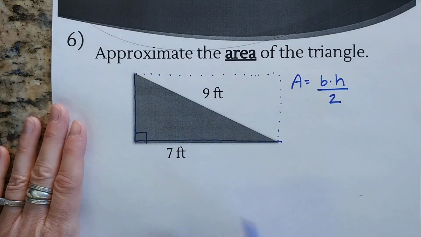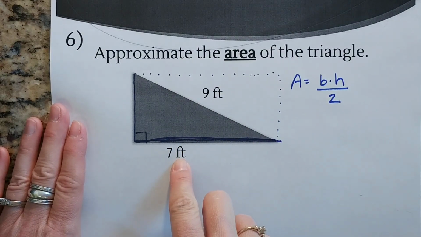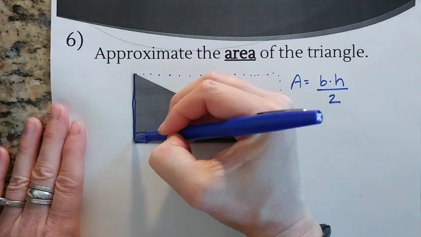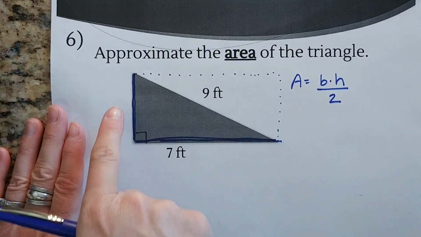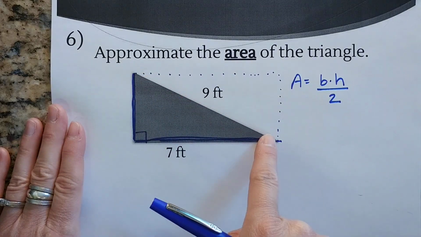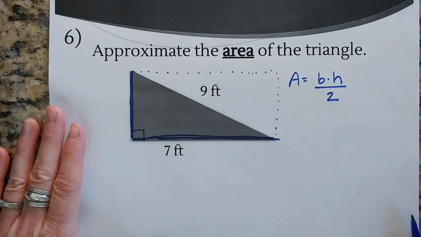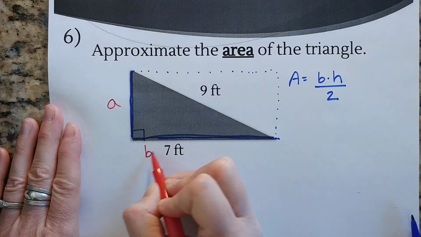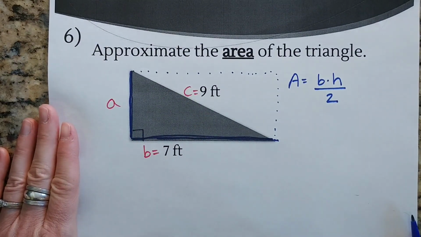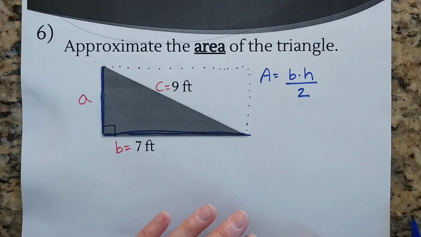Well, notice down here that I have the length of the base. It's 7 feet. But I do not have the height of the triangle. So I have to find that. Well, they tell me what the hypotenuse is here. And being that this is a right triangle, I could use the Pythagorean theorem. So here's my side A, my side B, and my side C. We're going to have to find side A or B. So let's use the Pythagorean theorem.